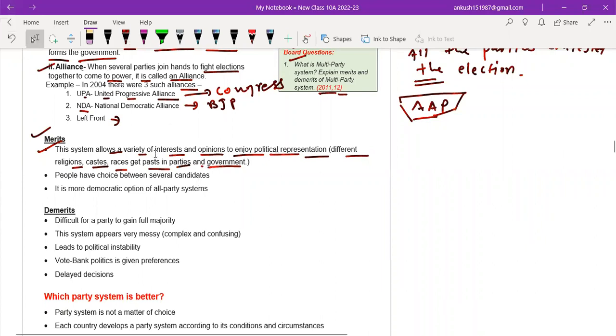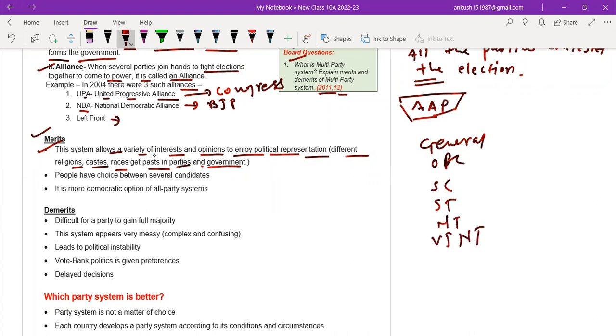Nowadays in our country, though it is a democratic country, reservation is being imposed while contesting the election. The major categories which exist in India, like general category, OBC, SC, ST, NT, VJNT, these caste categories now have reservation. They got the reservation in the election process while contesting it.